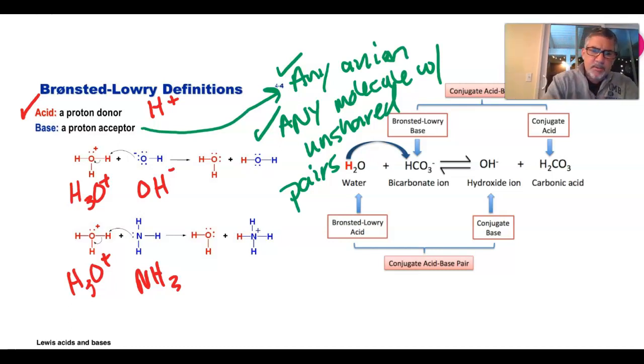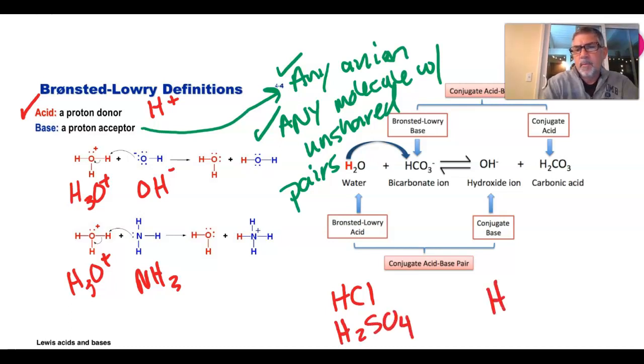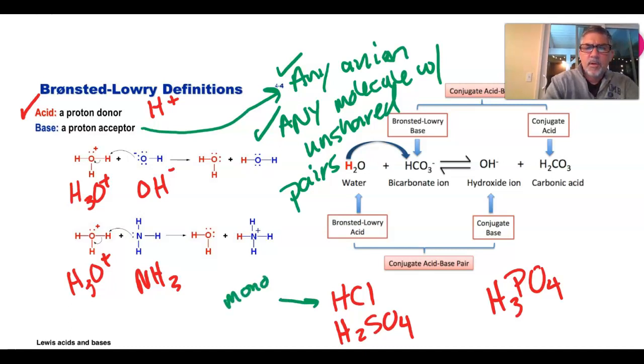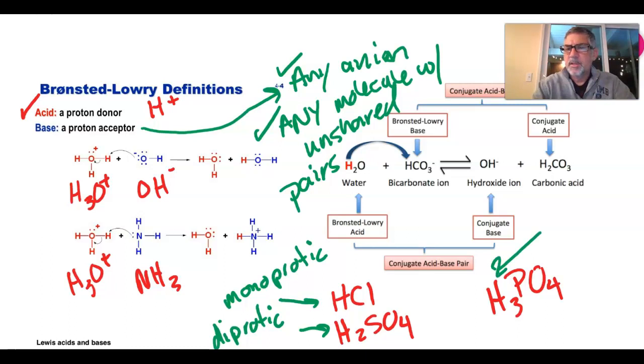For Bronsted-Lowry acids, we can also talk about how many hydrogens they could donate. For instance, this right here we would call monoprotic, because it can donate one hydrogen. This right here we would call diprotic, because it can donate 2, and this would be triprotic, because it can donate 3. All right.